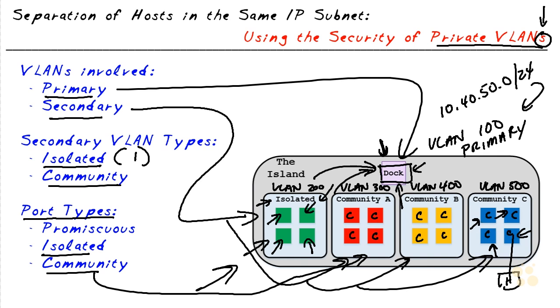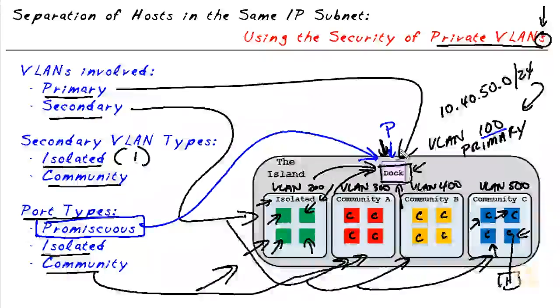Now, what in the world is this promiscuous port? The promiscuous port is the dock. That's the port or ports on the switch that are associated with the primary VLAN, in this case VLAN 100, and they call it the promiscuous port. I'll put a big P here because it's willing to talk with anybody. It'll be willing to talk to devices in the isolated VLAN, in Community A, Community B, Community C, whatever communities you have in that private VLAN setup. The promiscuous port says, hey, I'm willing, I'll talk to anybody.